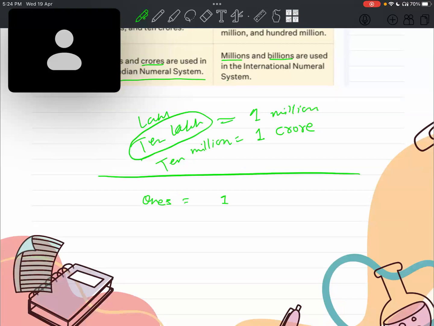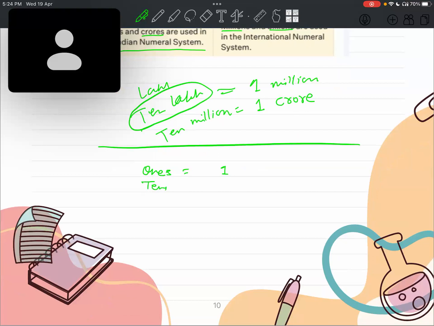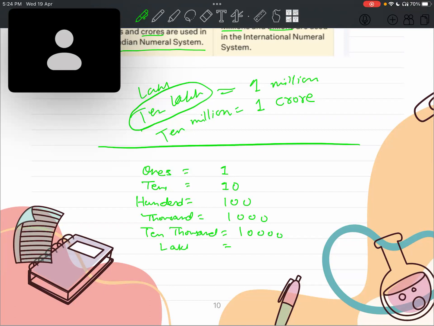Ones, this is one. Tens, that is 1 with 1 zero. Then 100 will have 2 zeros. Then 1,000 will have 3 zeros. Then what about 10,000? It will have 4 zeros. Then after 10,000 comes lakh. It will have how many zeros? 5.